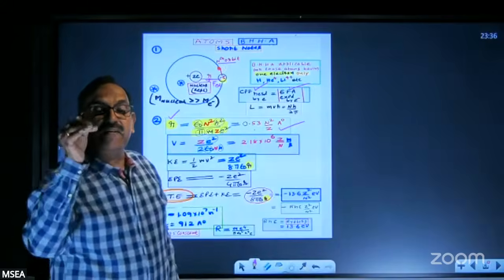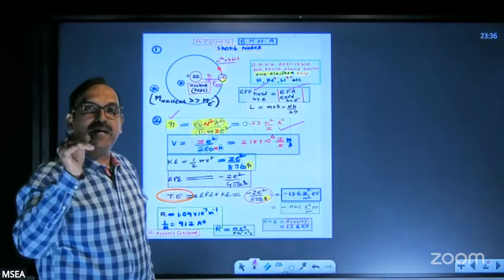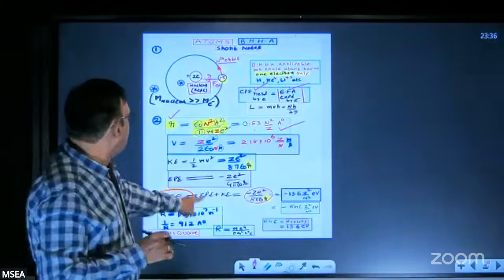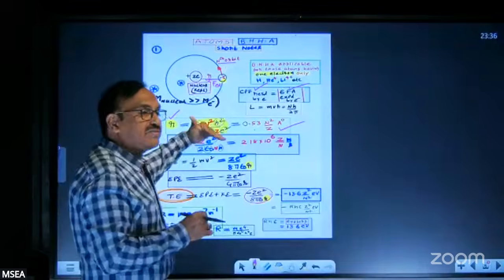You have to remember, even in the letter notation, it comes out to be Z squared by 2 epsilon naught nh. This is a formula, Z squared by 2 epsilon naught nh. Okay, you have to be good at these things.